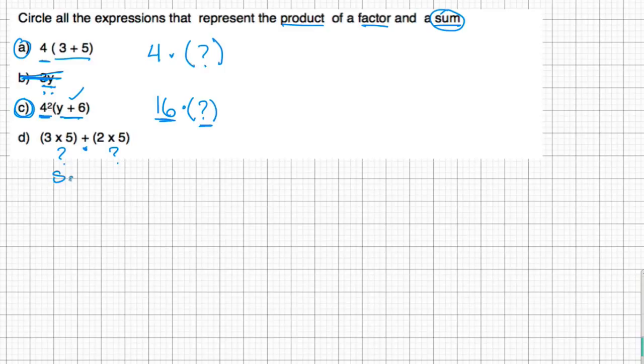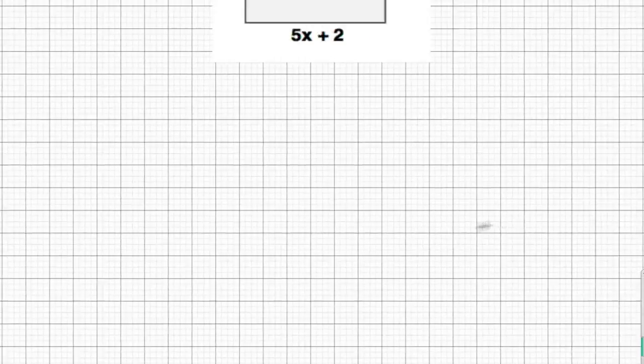So I might call this the sum of two products, right? But it's definitely not the product of a factor and a sum. I'm adding two multiplication problems. So this one is out. It is not the product of a factor and a sum. Okay, so we have two correct answers. All right, let's keep going. We're almost done with this test.